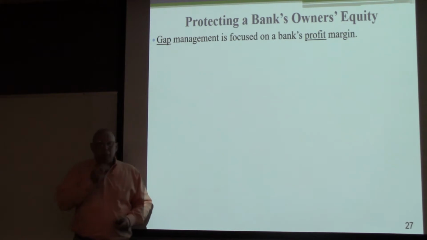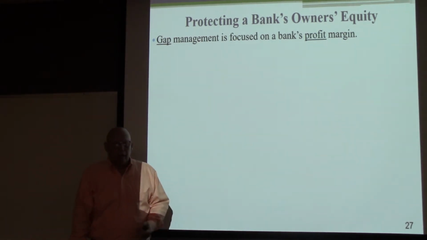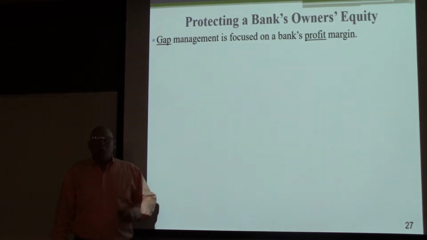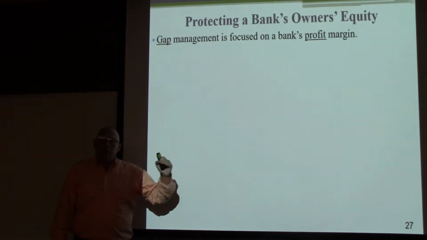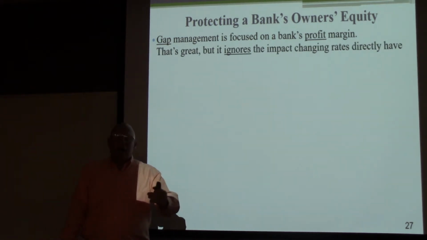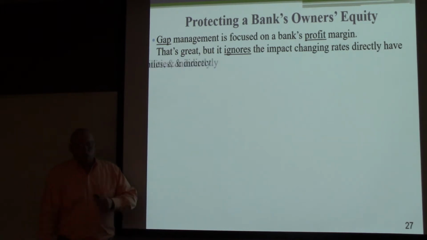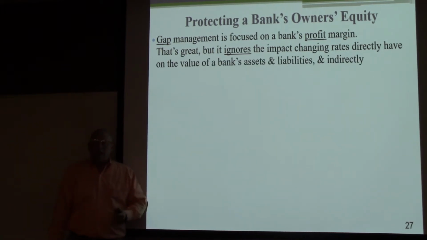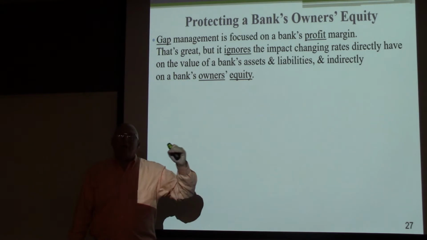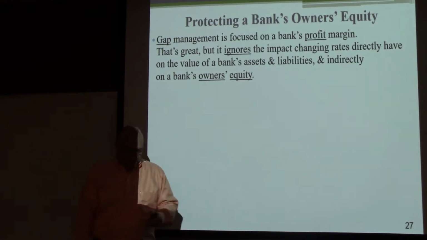All right, GAAP management, what we just looked at, is focused on the bank's profit margin, on the income statement, on interest income and interest expense. This is great, but it ignores the impact that changing rates directly have on the value of assets, on liabilities, and then indirectly on a bank's owner's equity. So changing rates don't directly affect owner's equity. They affect owner's equity because they affect assets and liabilities.